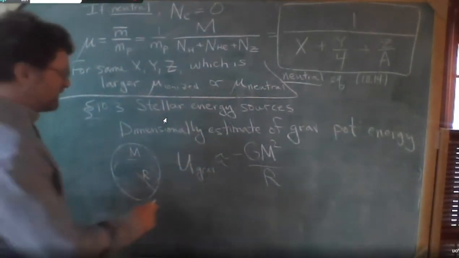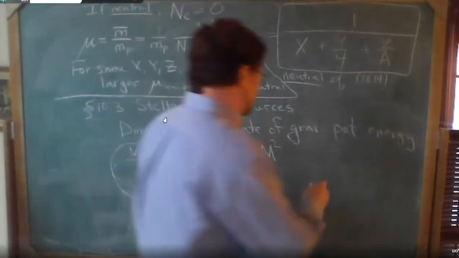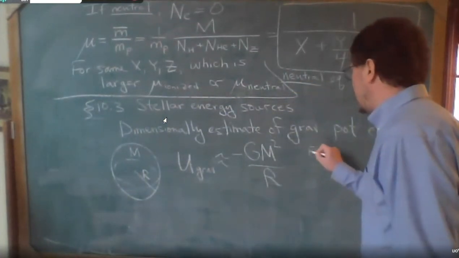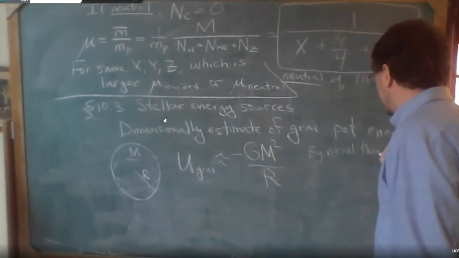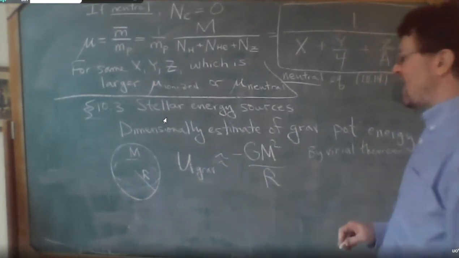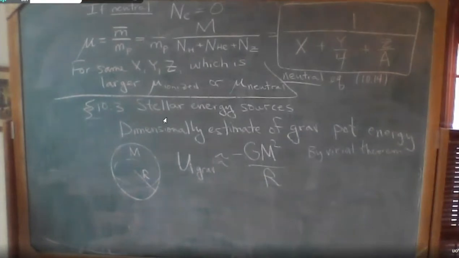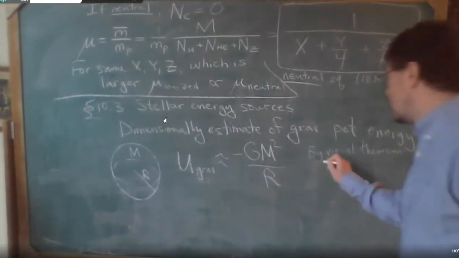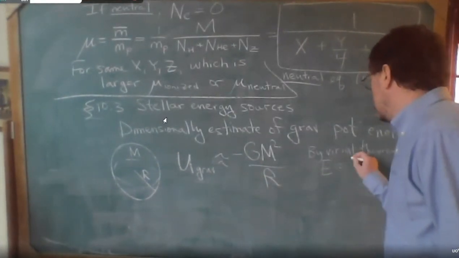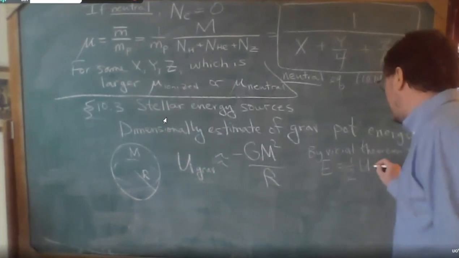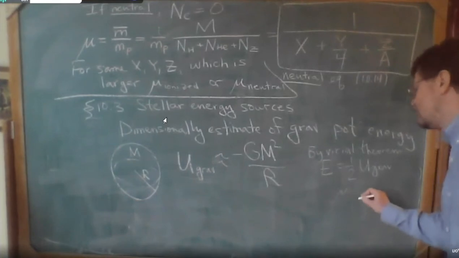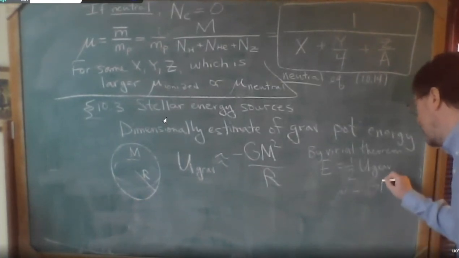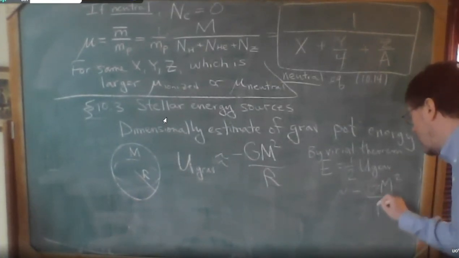And so if this is the gravitational potential energy, it's worth pointing out by the virial theorem that we've discussed earlier in the course that we don't have to just say that the gravitational potential energy scales that way. The total energy in the star is going to be on the order of half the gravitational potential energy in the star. So it's also going to be on the order of minus GM squared over R.